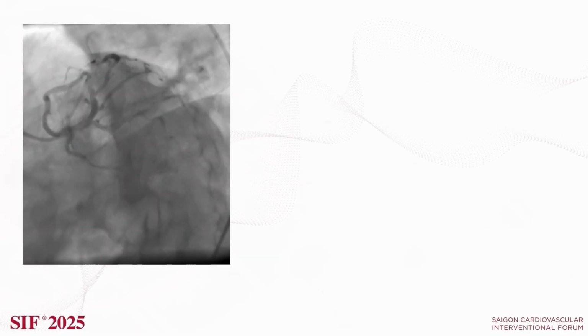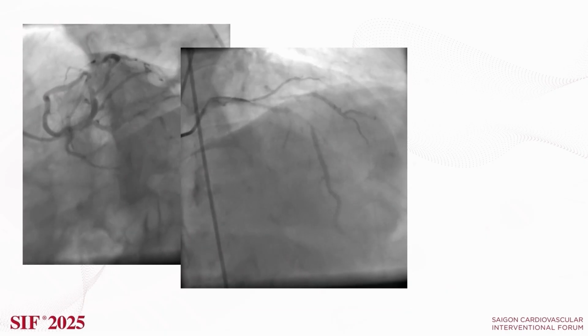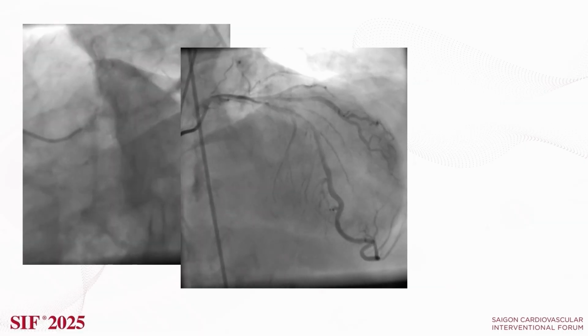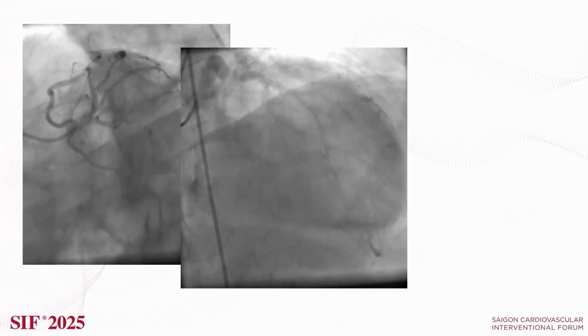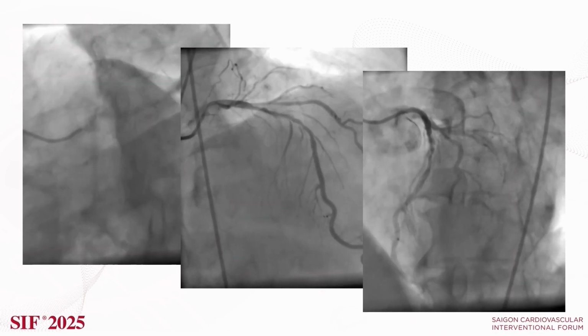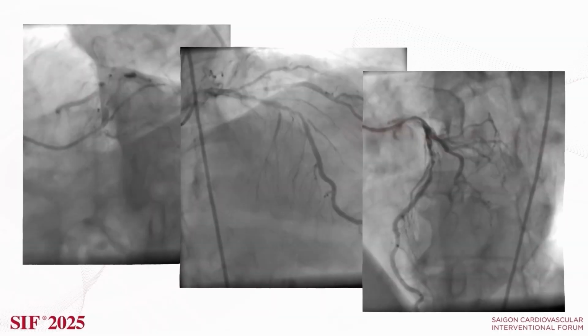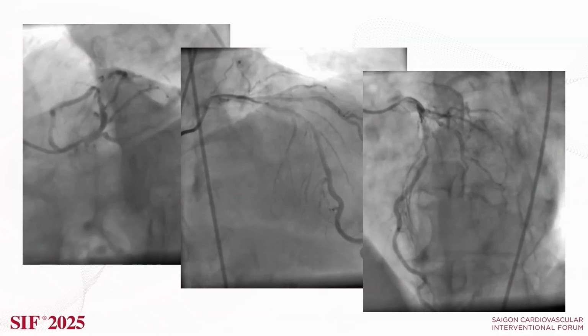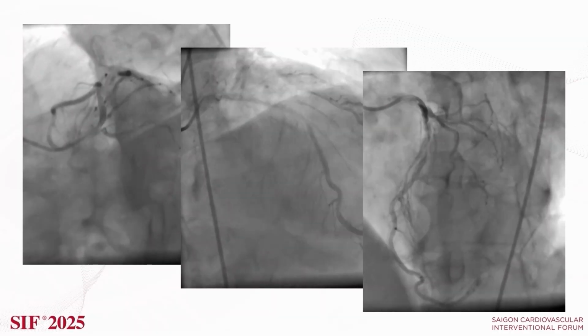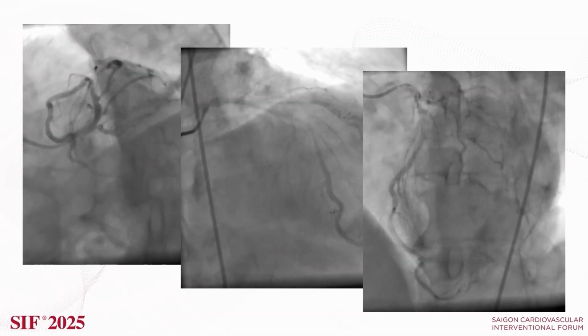On CAG, his RCA has a 50% lesion at the middle. On the left side, you can see there is a heavy calcified lesion from the ostium to the body of the left main. Also, there is an ambiguous left main bifurcation lesion. On the LAD, you can see a diffuse and heavy calcified lesion from the proximal to distal LAD. And there is another true bifurcation lesion of LAD and the principal diagonal.